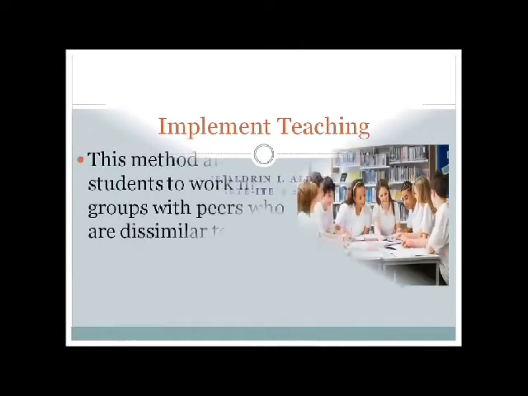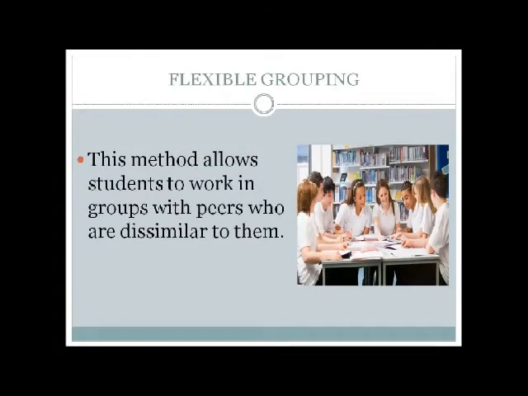The first one is flexible grouping. This method allows students to work in groups with peers who are dissimilar to them. Teachers tend to use flexible grouping because it provides students with the opportunity to work with others that have a similar learning style, readiness, or interests. Depending upon the purpose of the lesson, teachers can plan their activities based on the students' attributes. Then, use flexible grouping to group students accordingly.